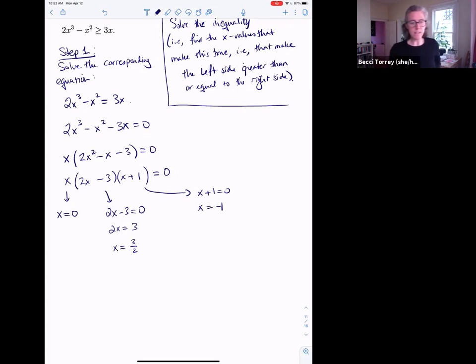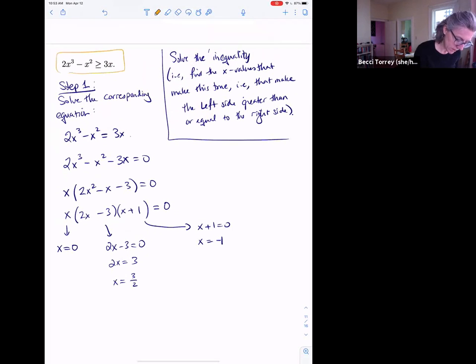Okay, so what is this telling us? These are the 3 places where this function, 2x cubed minus x squared minus 3x, actually hits the x-axis, right? This is where it's equal to 0. And these are the only places where it's equal to 0. And so for an inequality, we're trying to solve this corresponding inequality, which is the same as 2x cubed minus x squared minus 3x is greater than or equal to 0.